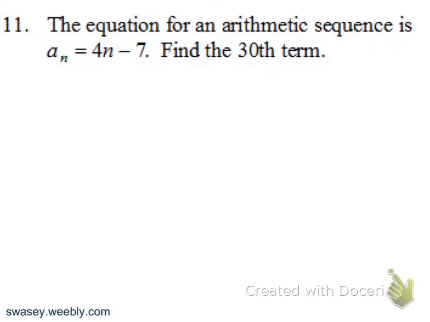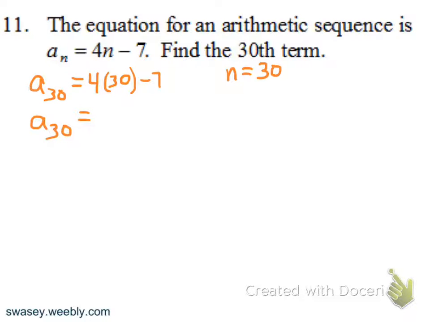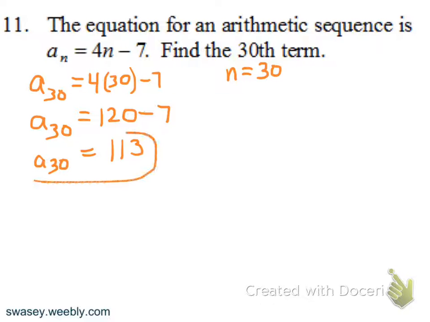Here we want to find the 30th term. The equation's already given to us, so we'll replace n with 30. Order of operations tells us to multiply before we subtract. 4 times 30 gives us 120. 120 minus 7 gives us 113. 30th term of the sequence is 113.